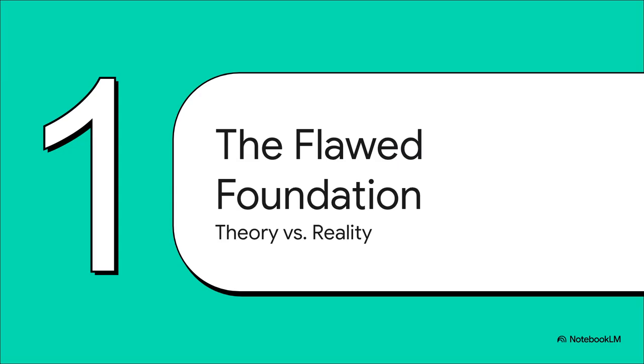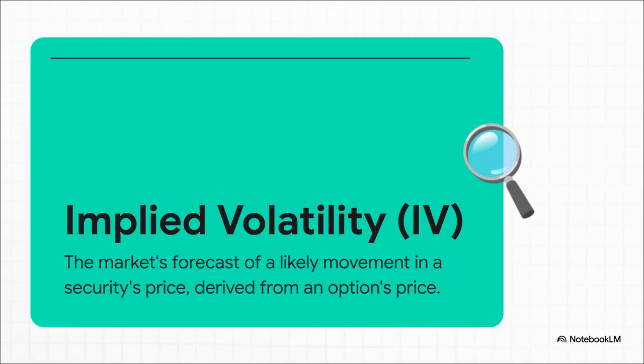So first up, let's really hammer home why that standard model is the wrong place to start. It gives you a map to a place that doesn't exist. To trade effectively, you need a map of the world as it actually is. And the key that unlocks that real-world map is implied volatility, or IV. Now, this is crucial. IV isn't about what happened in the past. It's the market's collective, real-time forecast of what's about to happen. And we don't just guess it. We pull it directly from the actual prices people are paying for options right now. It's the market's own prediction.